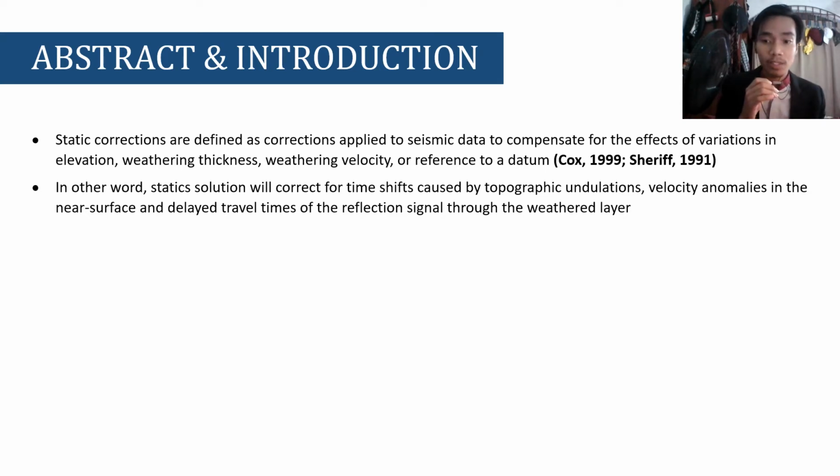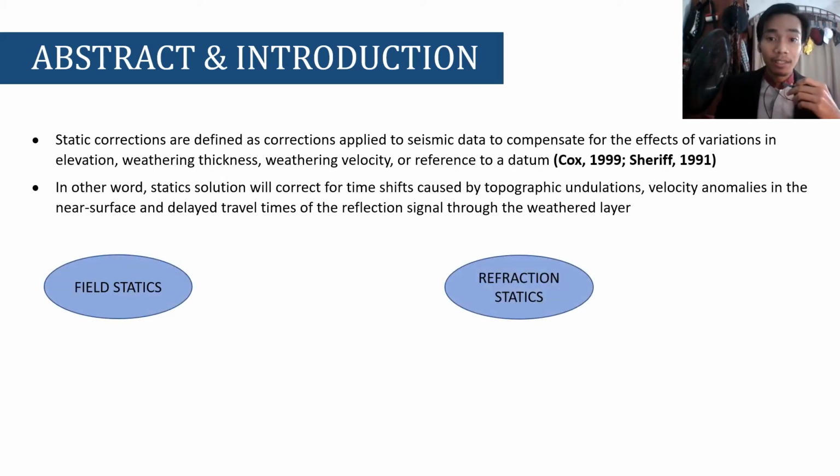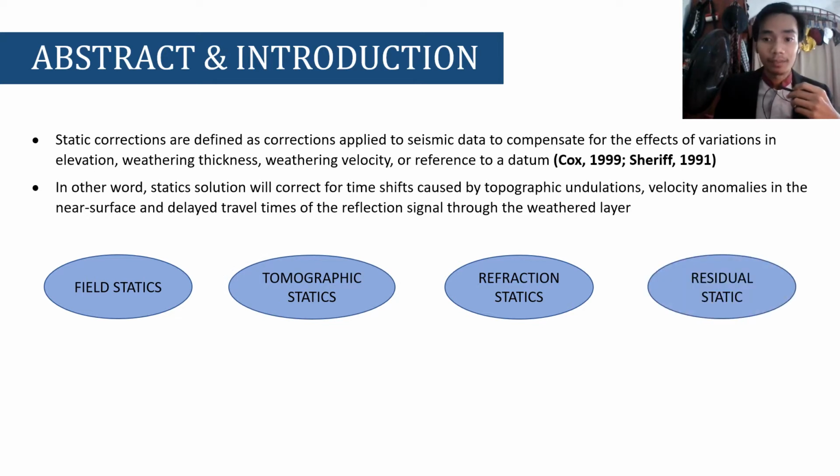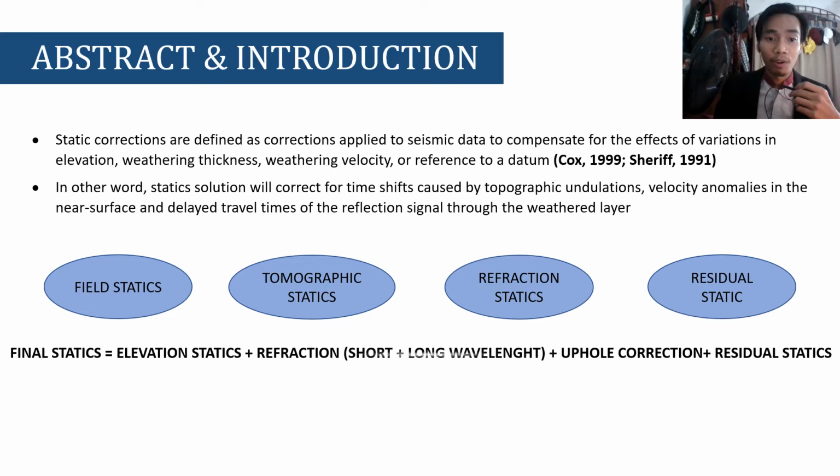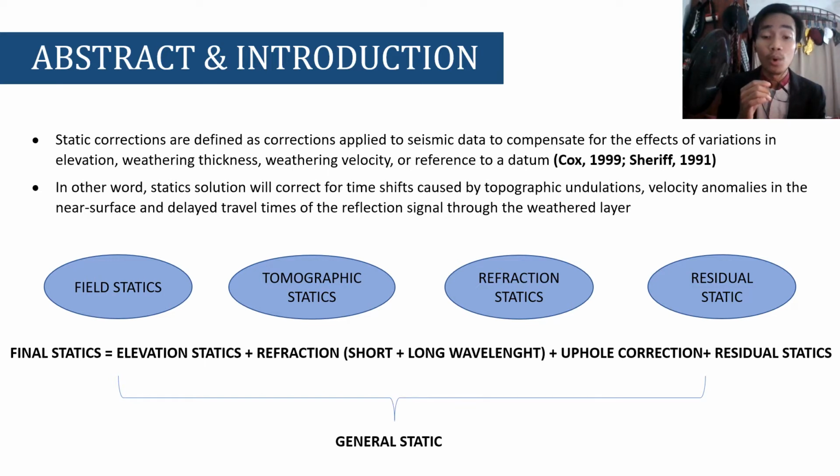As I mentioned just now, static correction is subdivided into several groups. For example, the field statics, refraction static, tomographic static, and residual static. The elevation, or so-called tomographic static, and the refraction static for short and long wavelength, as well as the hub-hole correction, are known as the general static. But the residual static stands alone as the residual static correction.